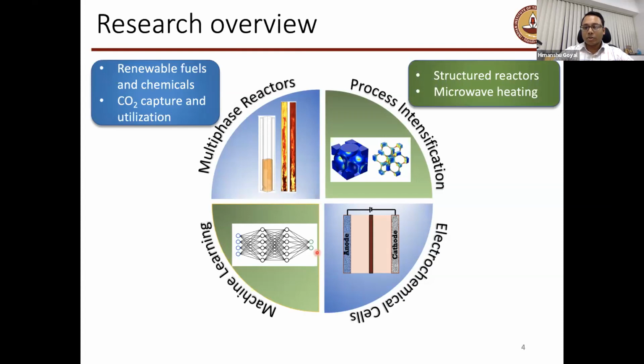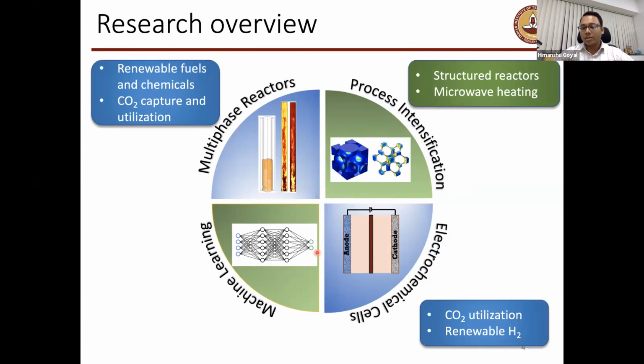Next is process intensification. As I just briefly mentioned, we want to improve the energy efficiency as well as replace fossil fuels with electricity wherever possible. We achieve these goals by using structured reactors and microwave heating. We can convert electricity into microwaves and then use microwaves to heat our chemical reactors rather than burning fossil fuels to heat them.